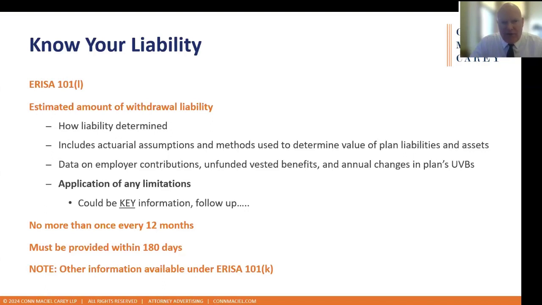And under the statute, I've listed some of the specific items that you can request there: how the liability was determined, the actuarial assumptions and methods that were used to determine the value of the plan liabilities and assets, data on employer contributions, UVBs, and the annual changes. And then the key there is application of any limitations, meaning like the 20-year payment cap that we'll discuss in a little bit too.